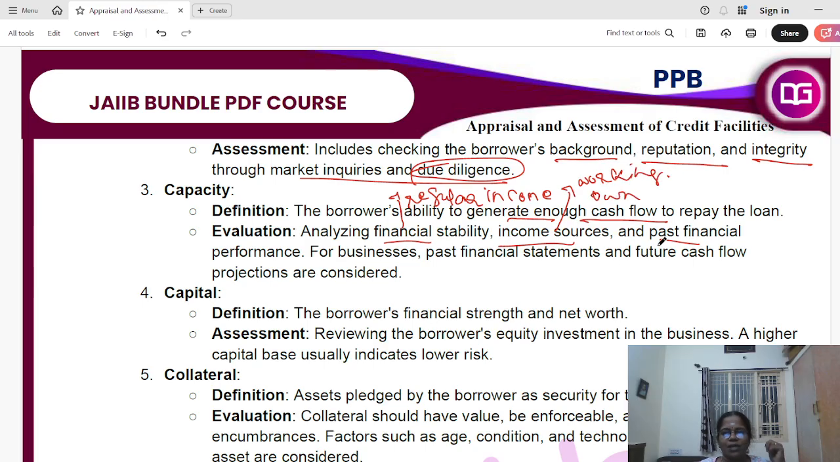Then they have to think about the past financial performance. If they have already taken a loan, how are they repaying the loan? For business, past financial statements and future cash flow projections are considered. This is for the individual customer. When it comes to the corporate customer as well as the business, they have to consider the past financial statements of a particular business and what the future cash flow is. So that is the capacity.